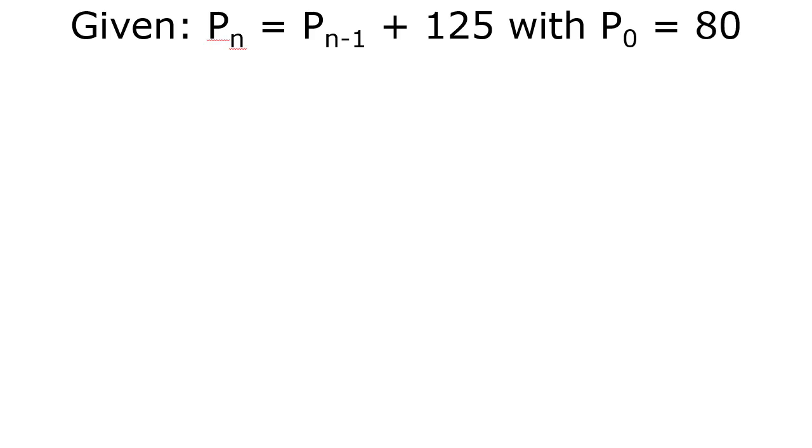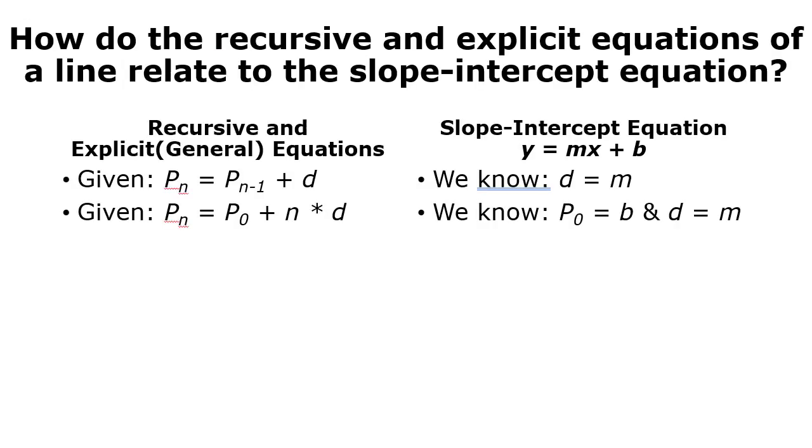Let's say we're given a situation like this, and we're asked to find P1, P2, and let's just say P100, the 100th term in this recursive equation. Because this is recursive form, we want to remind ourselves that these recursive forms of an equation are really just y equals mx plus b in disguise.